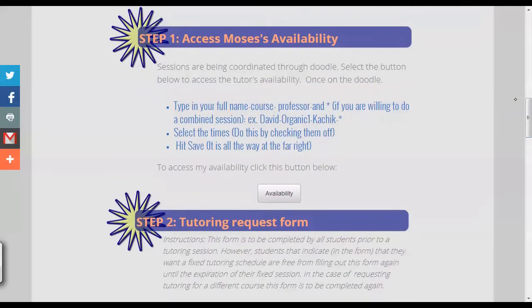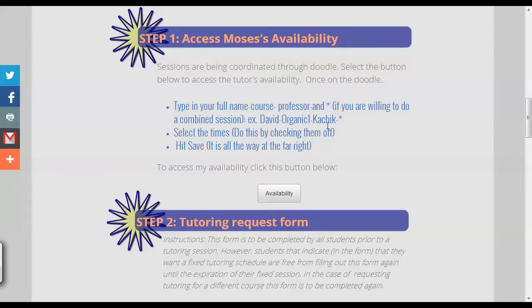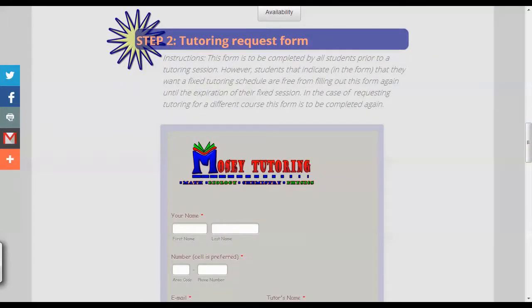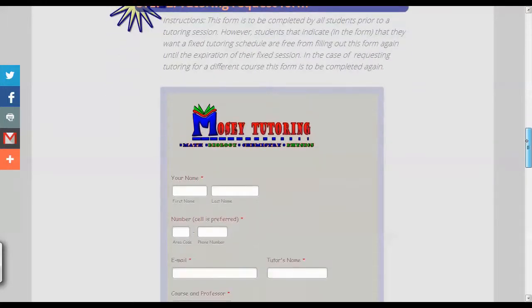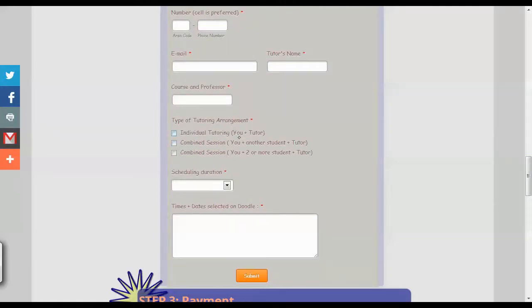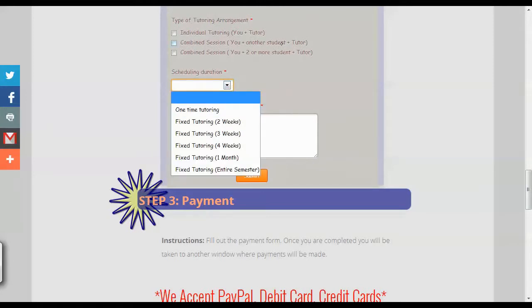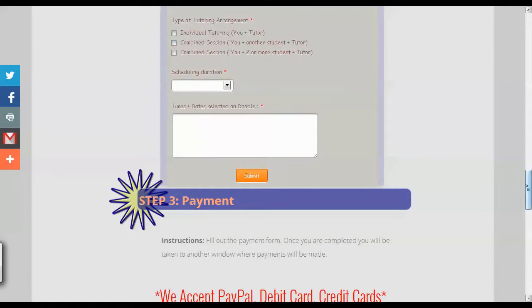Once the student comes on the website, they would be able to see a tutor's availability by hitting this button. After the student has seen the availability and checked off the times they want on the Doodle, they would then fill out a tutoring request form. This is how the tutoring request form looks. The student would have to put in their name, cell phone number, email address, the tutor's name, the course and the professor. Then they would indicate what kind of tutoring arrangement they want, whether individual or combined session. They would also indicate the scheduling duration, like if it's one-time tutoring, and the time that they selected on the Doodle.